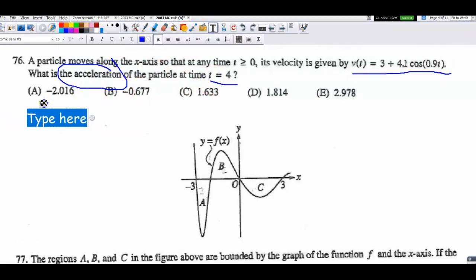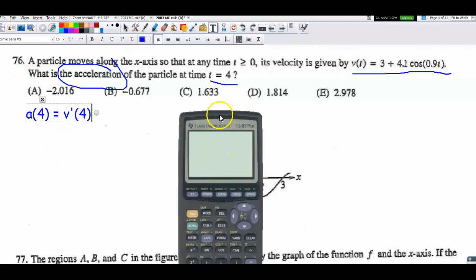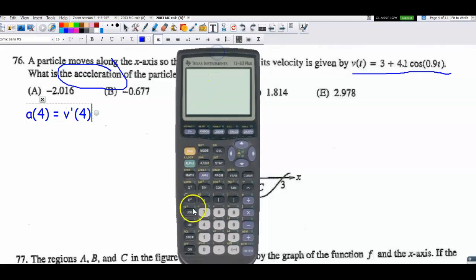So, in other words, if we're going to find a of 4, that is equal to v prime of 4, and we're going to let the calculator do the work for us. So I'm going to bring the calculator up. This one's definitely a calculator question, and so I'm going to clear that out of there. And remember that your function for finding the derivative is math 8. You should know that very quickly.